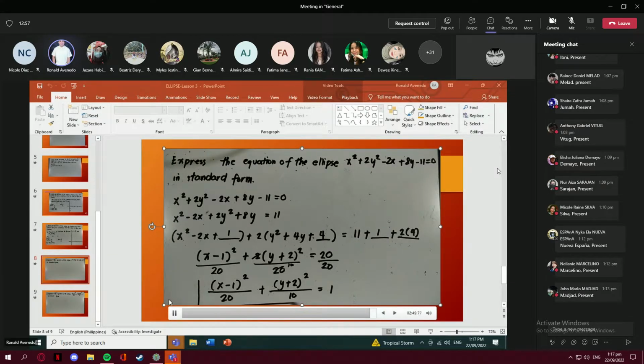So that is the equation of the ellipse in standard form. For the sake of those who are confused why we divided by 20, the purpose is to make the equation equal to 1. Is it always divide by 20? The answer is no. It depends on the number on the right side of the equation. If it is equal to 50, then divide the equation by 50. The purpose is to make it equal to 1.